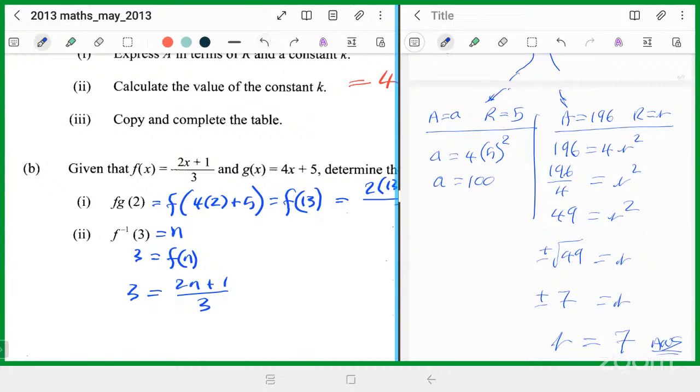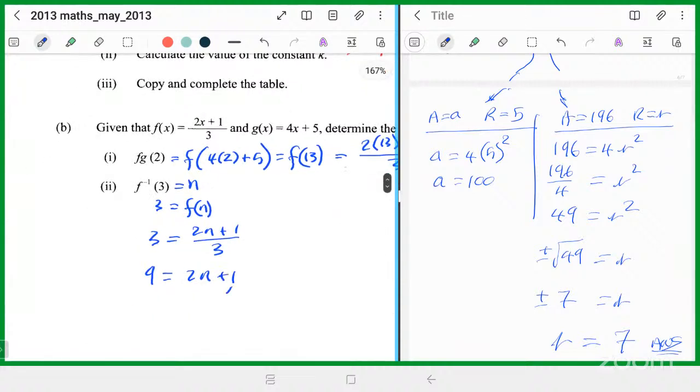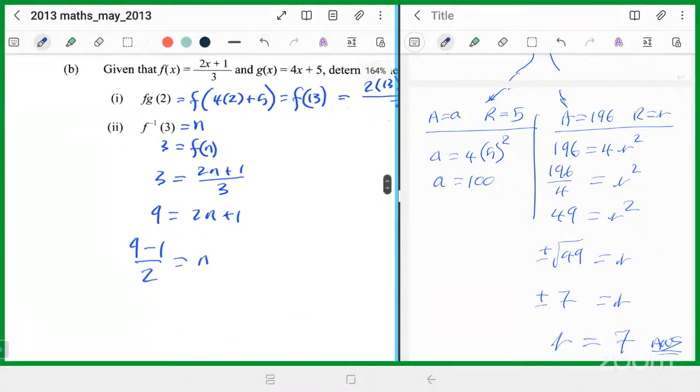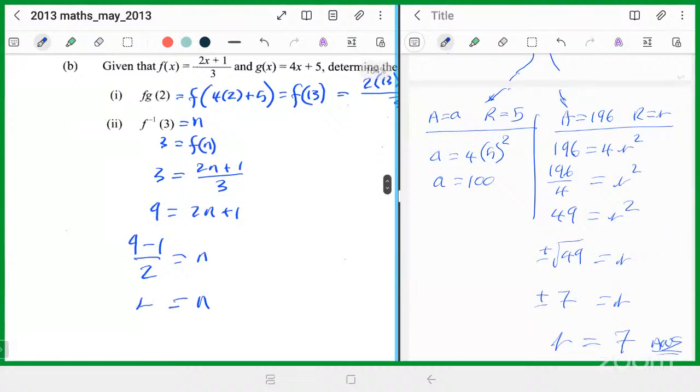Alright? So we're going to take this 3, multiply it across here, and get 9 equals 2n plus 1. We're going to subtract this 1 and divide by this 2. I'm going to get 9 minus 1, divided by 2, equals n. So n equals 4, which therefore means that f to the minus 1 of 3 equals 4.